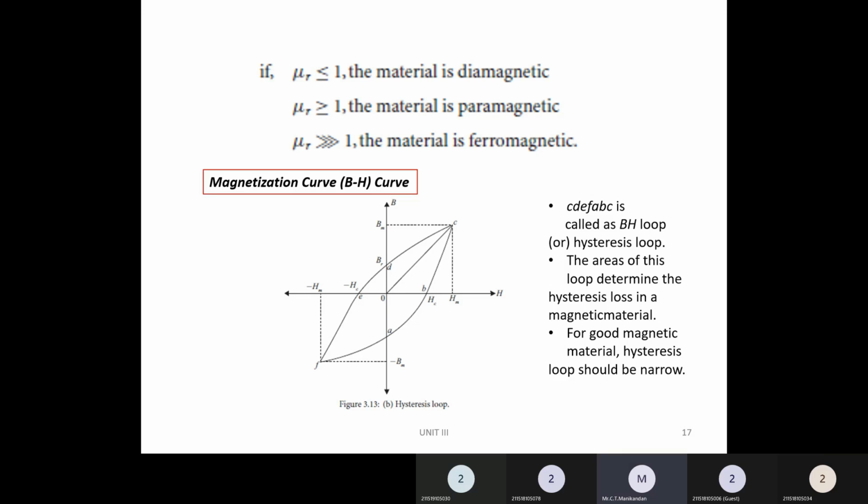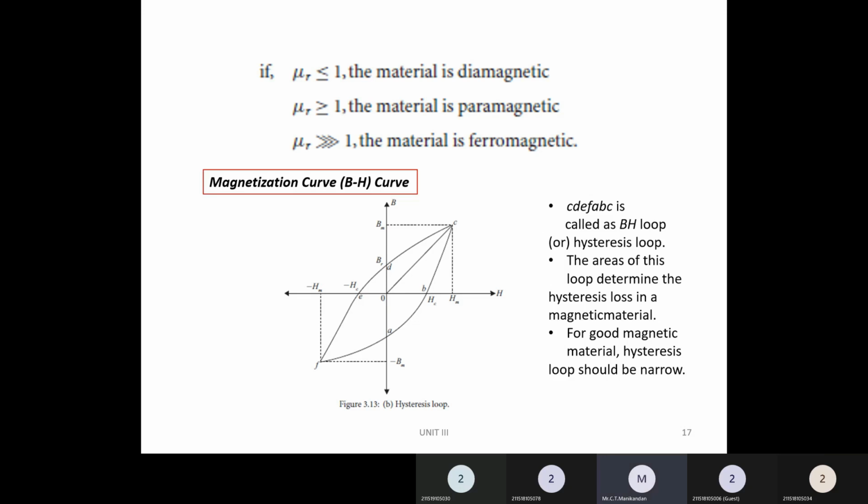Okay, so next we can look at the curve called the magnetization curve or BH curve, or we can simply say a hysteresis loop curve. By seeing this curve, we can determine the type of the material, whether it is diamagnetic, paramagnetic, or ferromagnetic. From the BH curve we get one loop, and that loop is called the hysteresis loop.